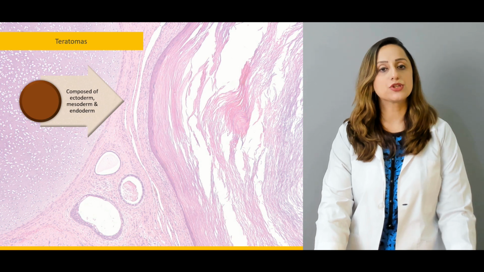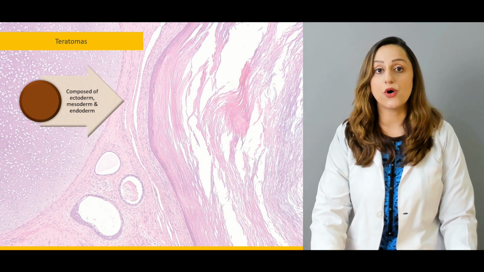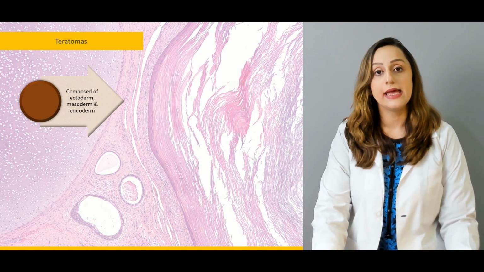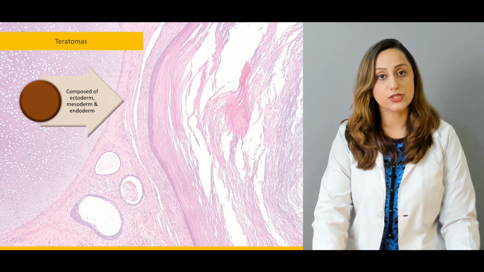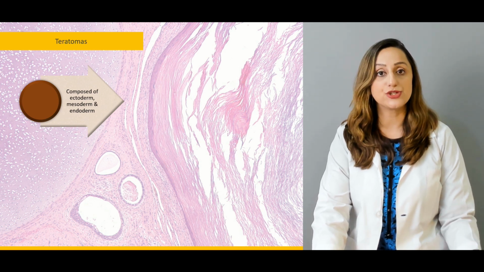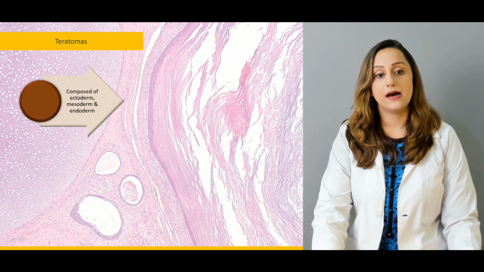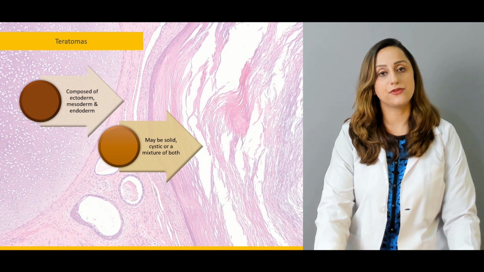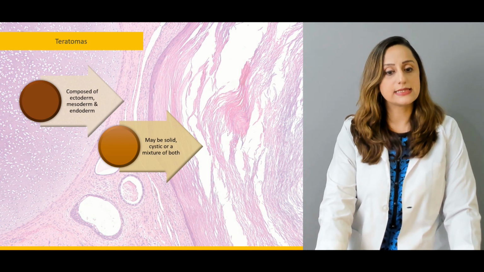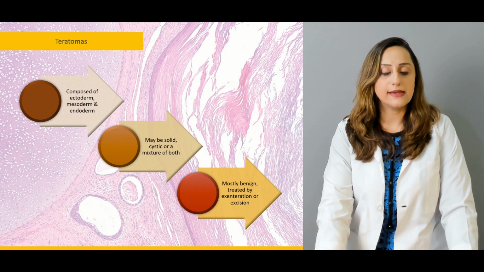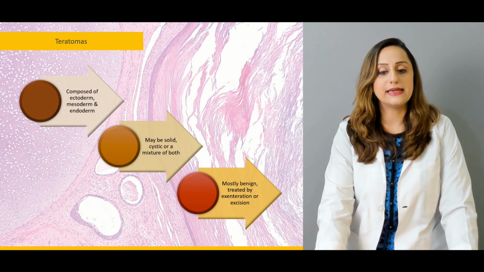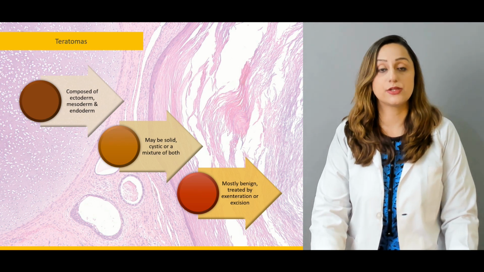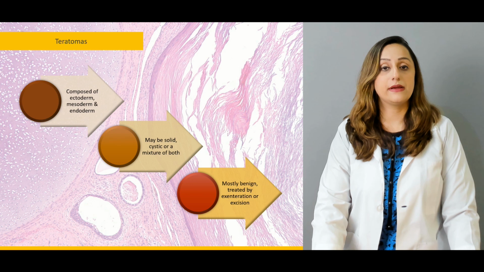They're usually composed of all of the layers, as I was already emphasizing, the fact that this kind of tumor involves all of the embryonic structures, that is the ectoderm, the mesoderm, as well as the endoderm, which we can evaluate under a microscope. They may be solid, cystic, or a mixture of both, and mostly benign, and they're treated by exenteration or excision.